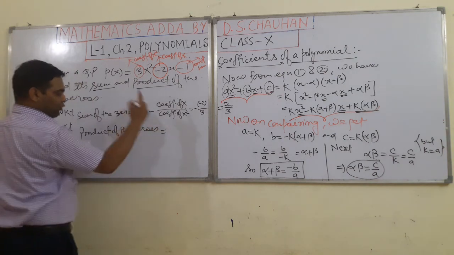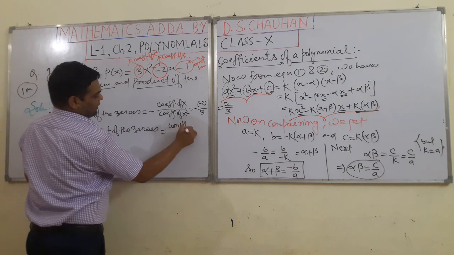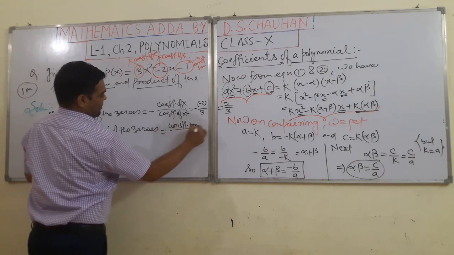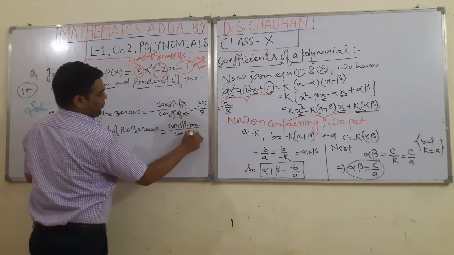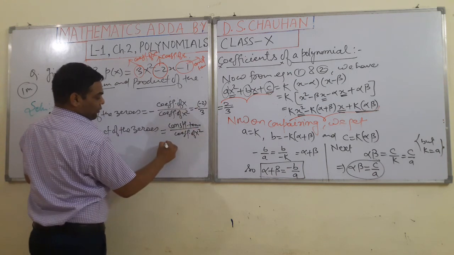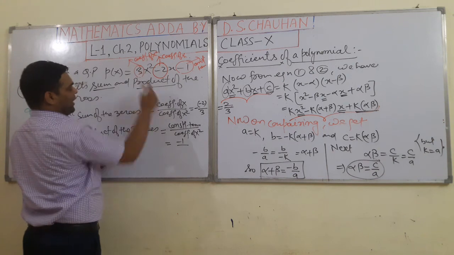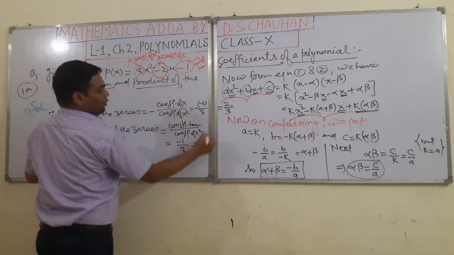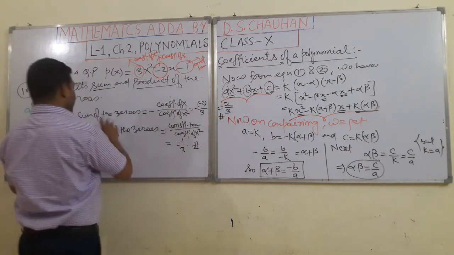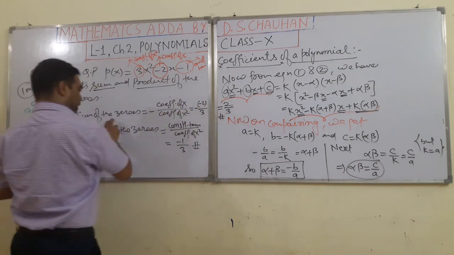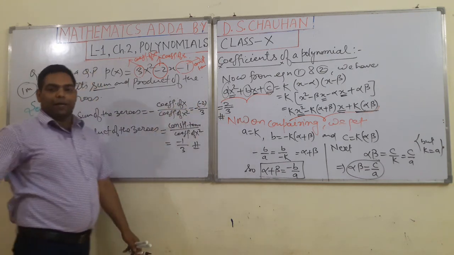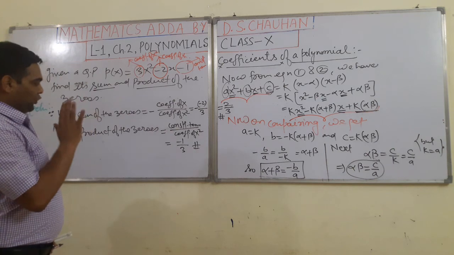What will it be? We know the formula: constant term upon coefficient of x square. What is the constant term, students? It is minus 1, and the coefficient of x square is 3. So the sum of the zeros is 2 by 3, and the product of the zeros is minus 1 by 3. I hope it is clear to you.